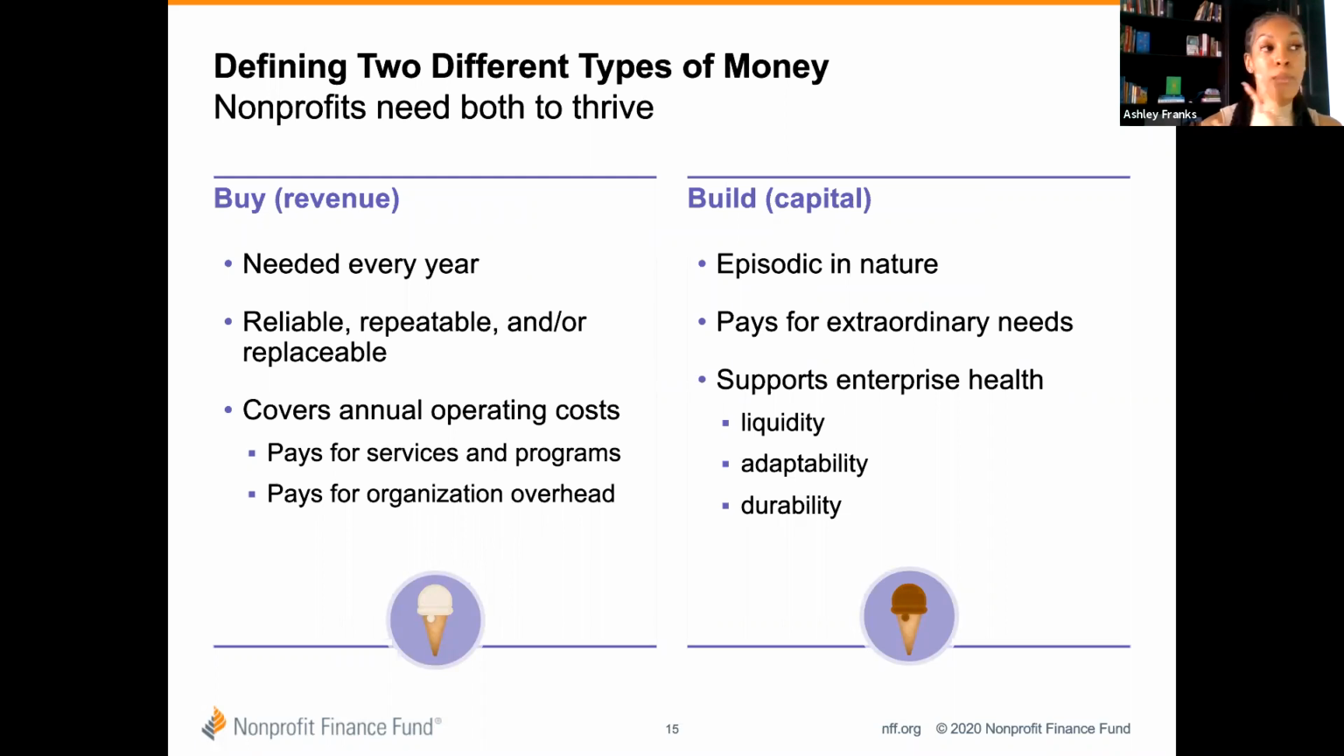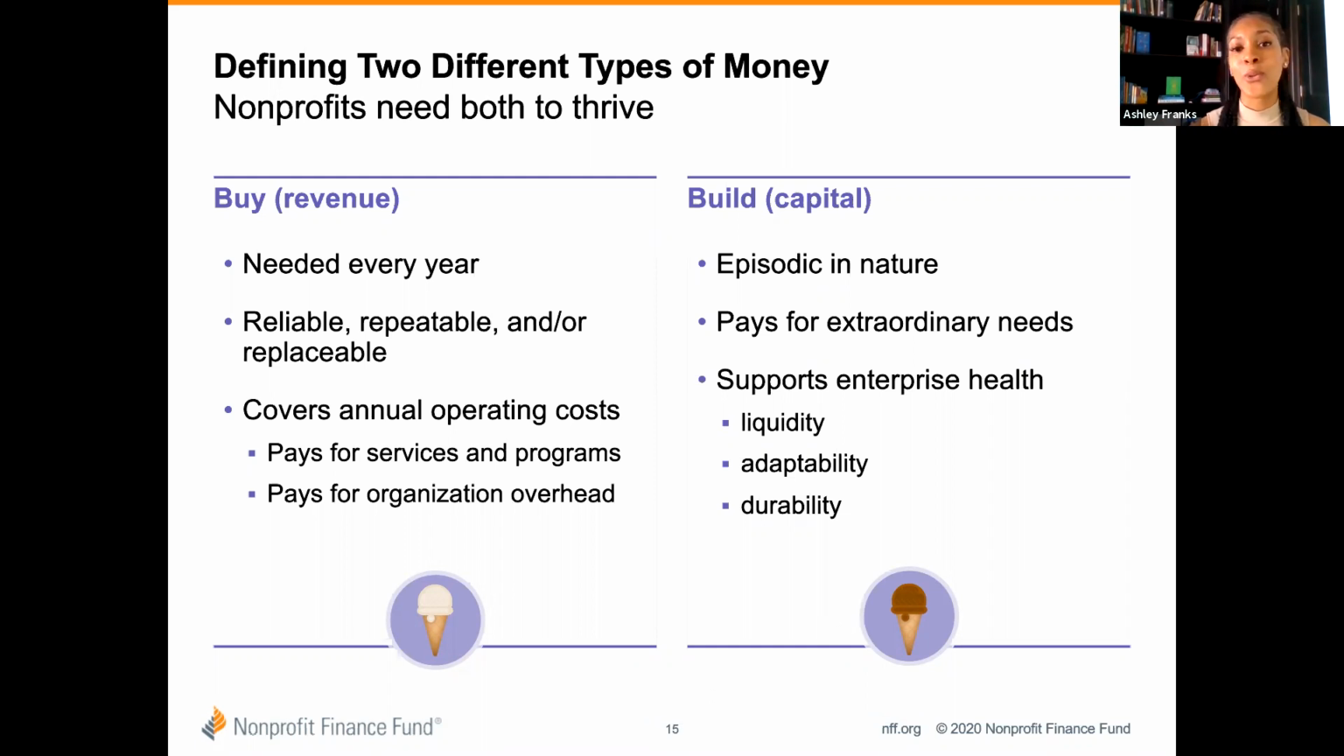Before we proceed with a more illustrative example of how change capital is intended to support business model shift, we want to make sure that we first distinguish between the two types of money your organization will need to balance during a change capital infusion. And these two types of money are buy dollars and build dollars, which we can think of as ice cream.